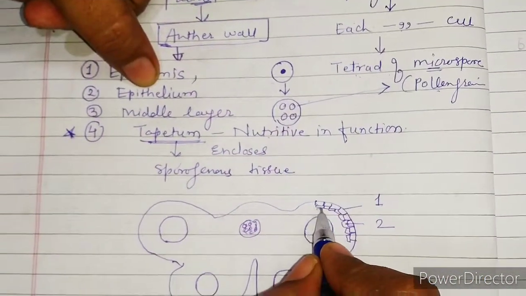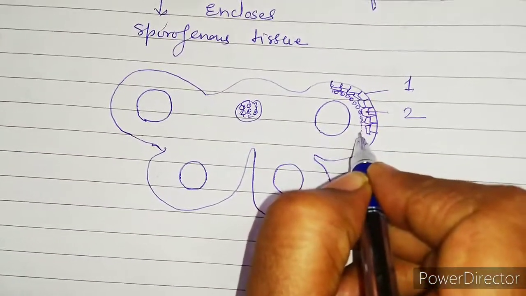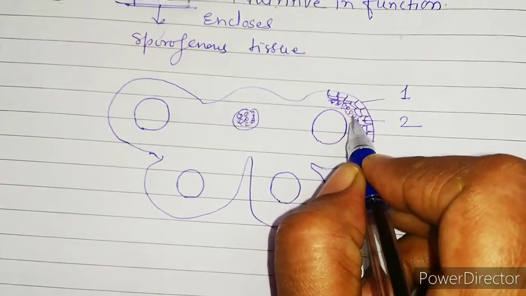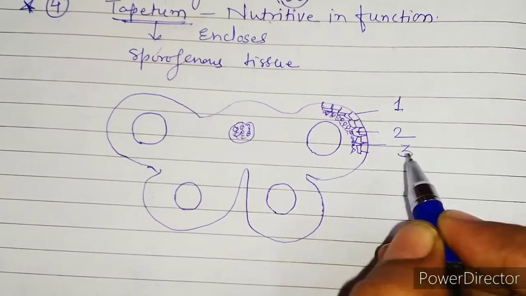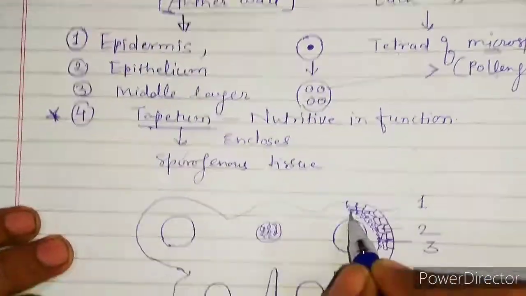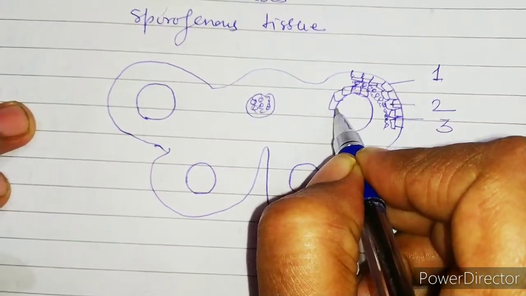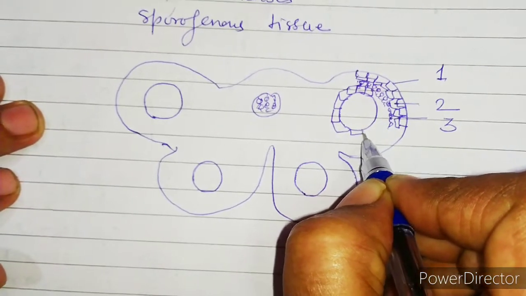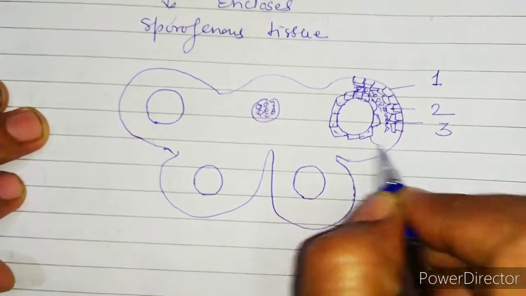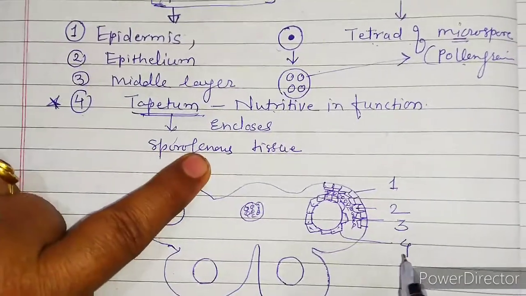Okay, now again below that epithelium there is the structure that is known as, here third one is the middle layer. Okay, and the last one is tapetum. So here, see here, this is the tapetum. This layer is called tapetum, like this. This is the fourth one. Okay, and this tapetum encloses the sporogenous tissue.